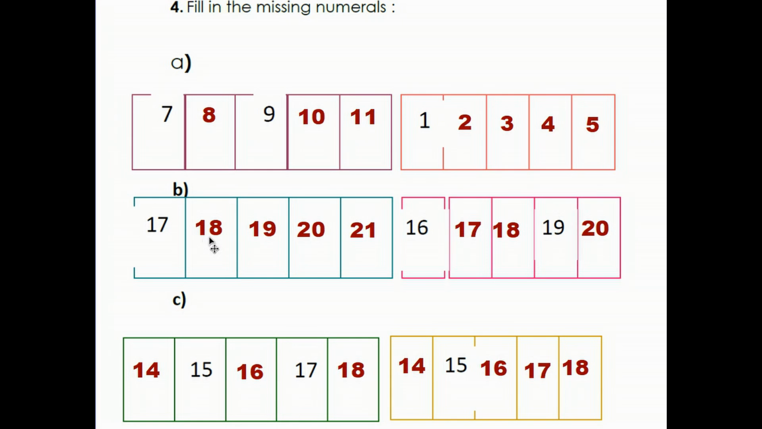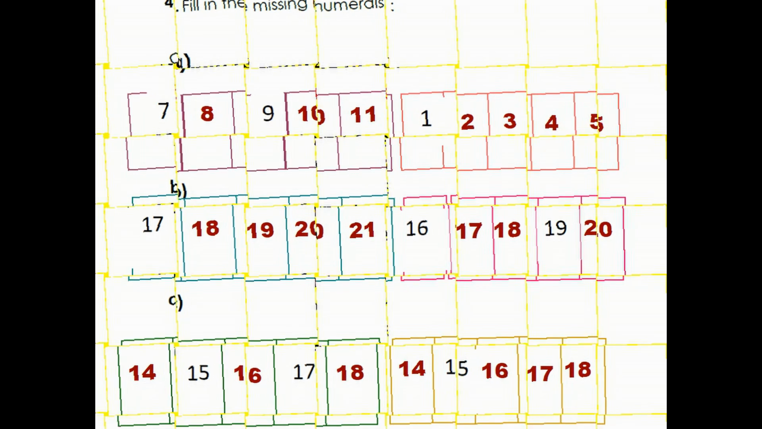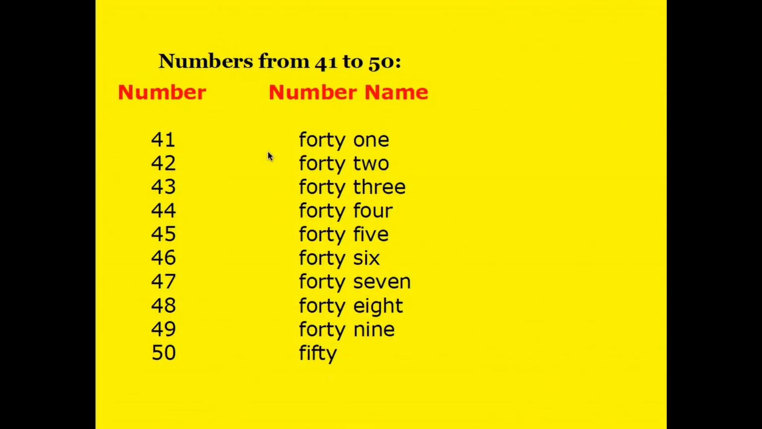The next numbers are 18, 19, 20. Here 16, 17, 18, 19. Again 14, 15, 16, 17, 18. This is the correct order of the numbers. This is what I have given you last time. Now let's proceed to today's class.